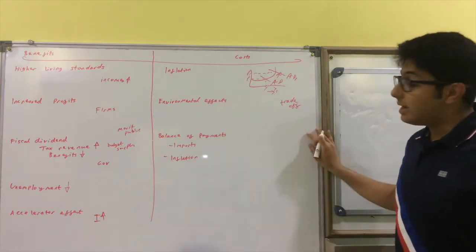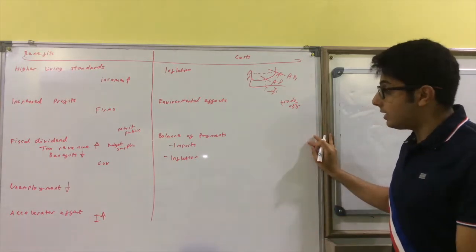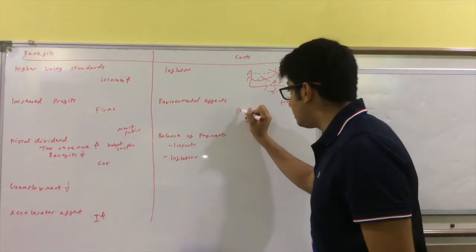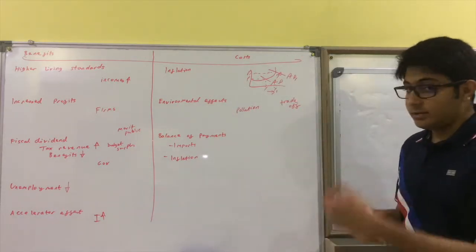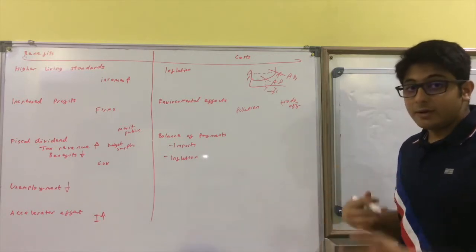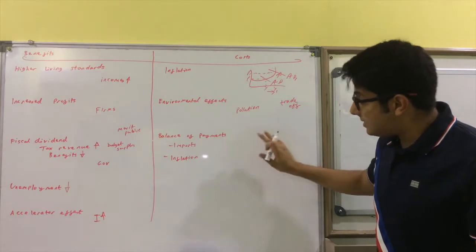It might have adverse environmental effects, so if you are overproducing to cause economic growth, there may be an increase in pollution or excessive use of fossil fuels, expansion of land, businesses, and so on, which may have a negative environmental impact. The balance of payments.